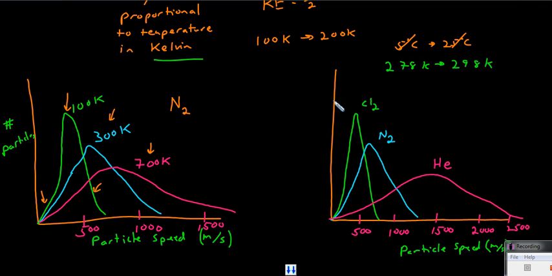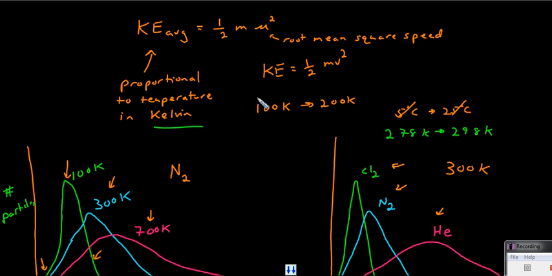Now, it turns out that different particles have different average speeds. Even though all of these gases at 300 Kelvin have the same average kinetic energy, they have different speeds. They have different speeds from each other because though they have the same kinetic energy, they have different masses, and hence they must have different velocities, or root mean square speeds.